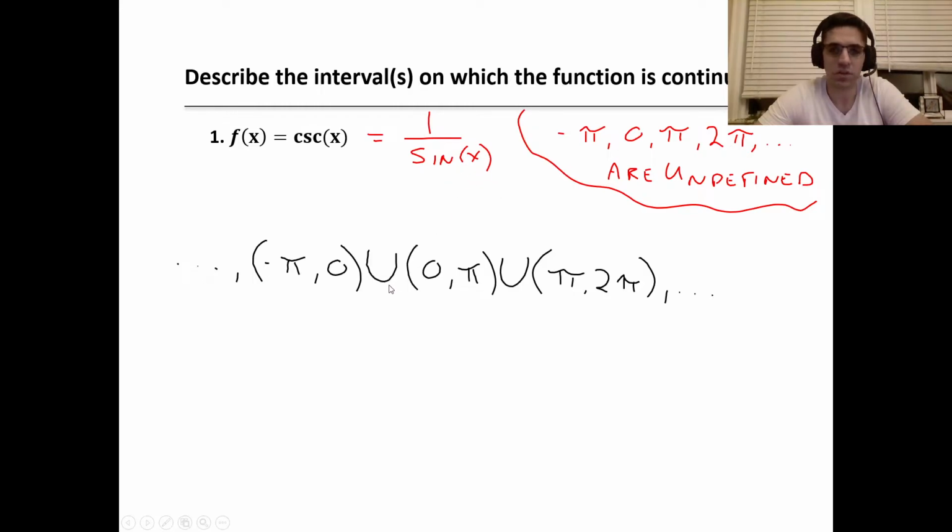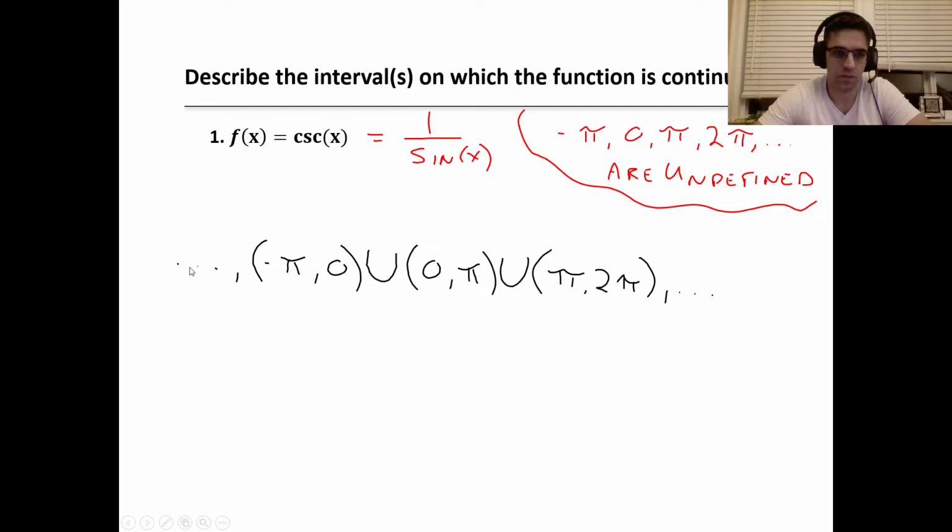So we exclude those values in our interval notation like this. We say negative pi to 0, in union with 0 to pi, in union with pi to 2 pi. And notice we have round brackets, not square brackets, and that implies that negative pi, 0, pi, and 2 pi, all the endpoints of these intervals, are not included in the domain.